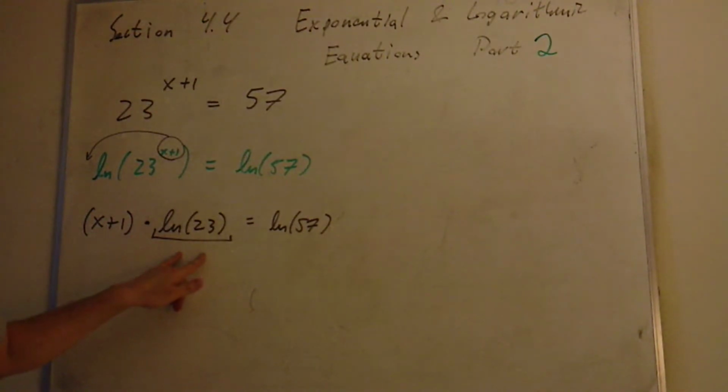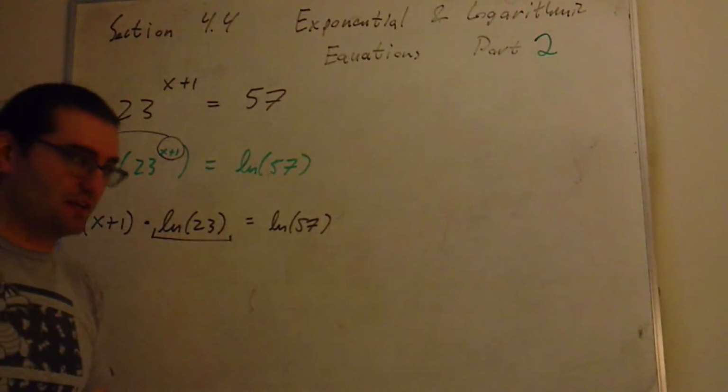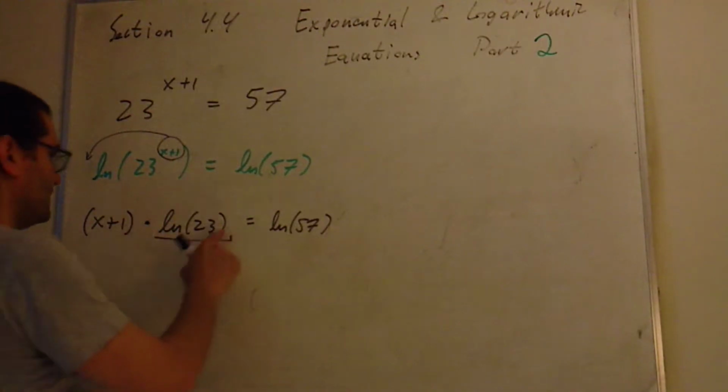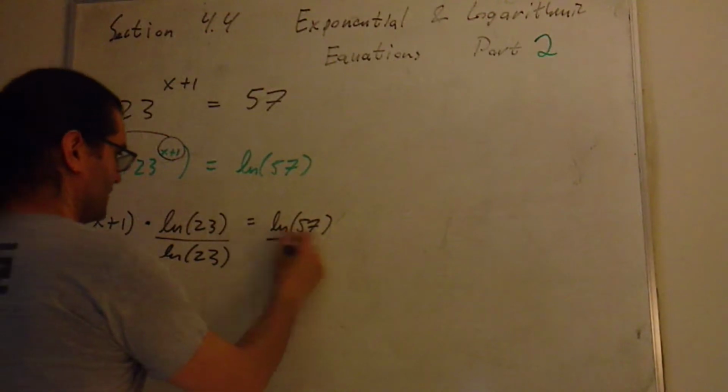But the cool thing is that it doesn't matter what it is. I don't need to know what value this has. All I need to know is that it's a number, and it behaves like a number, which means I can divide both sides of this equation by this number.